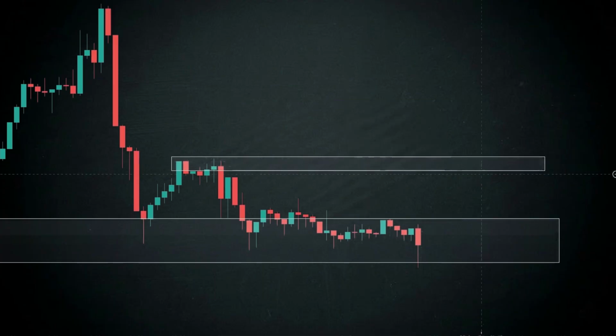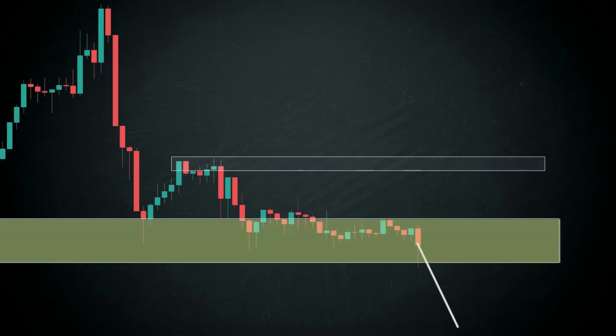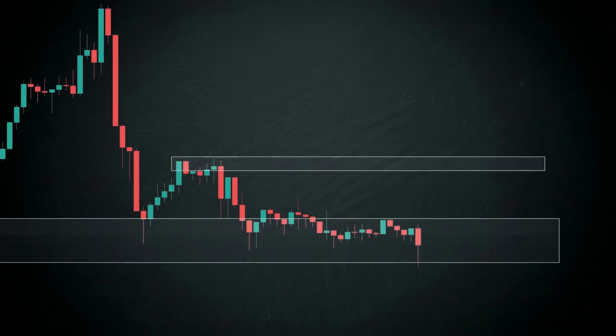3. Never, ever trade these in a vacuum. Always look for them at key support and resistance levels. 4. Be patient. Wait for that next confirmation candle. And 5. To really up your game, zoom into those lower timeframes to get the full story and find those sniper entries. And that's a wrap.